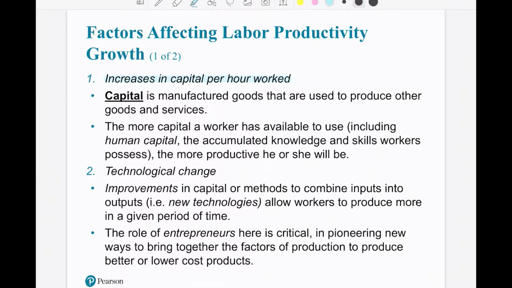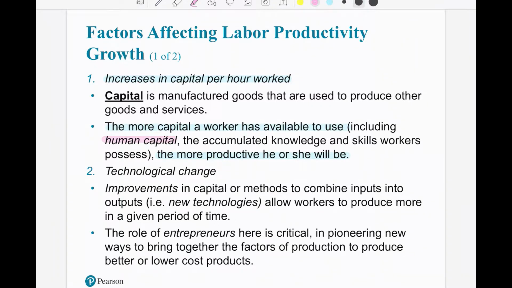Now, the total amount of physical capital available in a country is known as the country's capital stock. As the capital stock per hour worked increases, worker productivity increases. So the more capital a worker has available to use, the more productive that worker will be. Now, this also includes human capital. And we talked about human capital referring to the accumulated knowledge and skills workers acquire from education and training or even from their life experiences. So increases in human capital also stimulate economic growth.